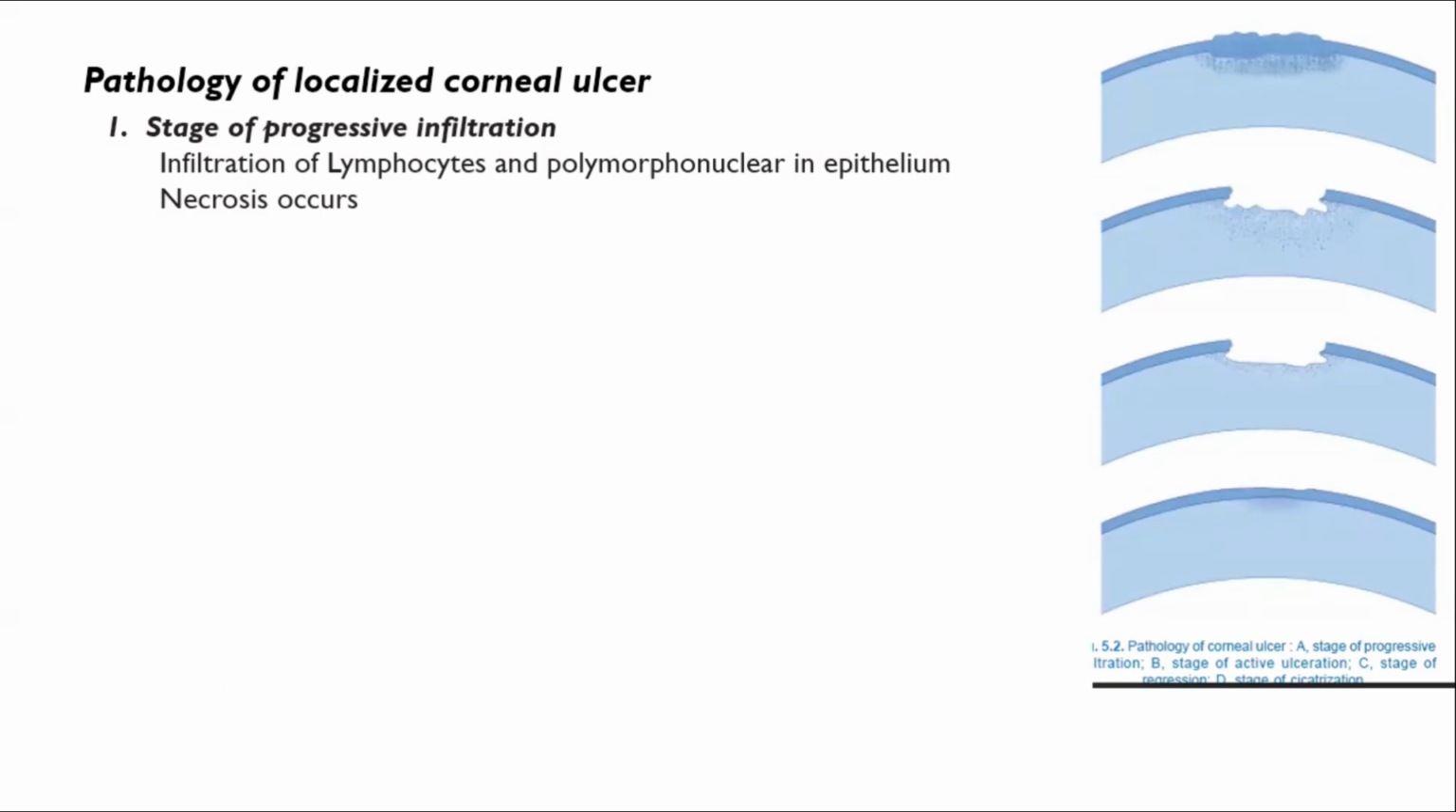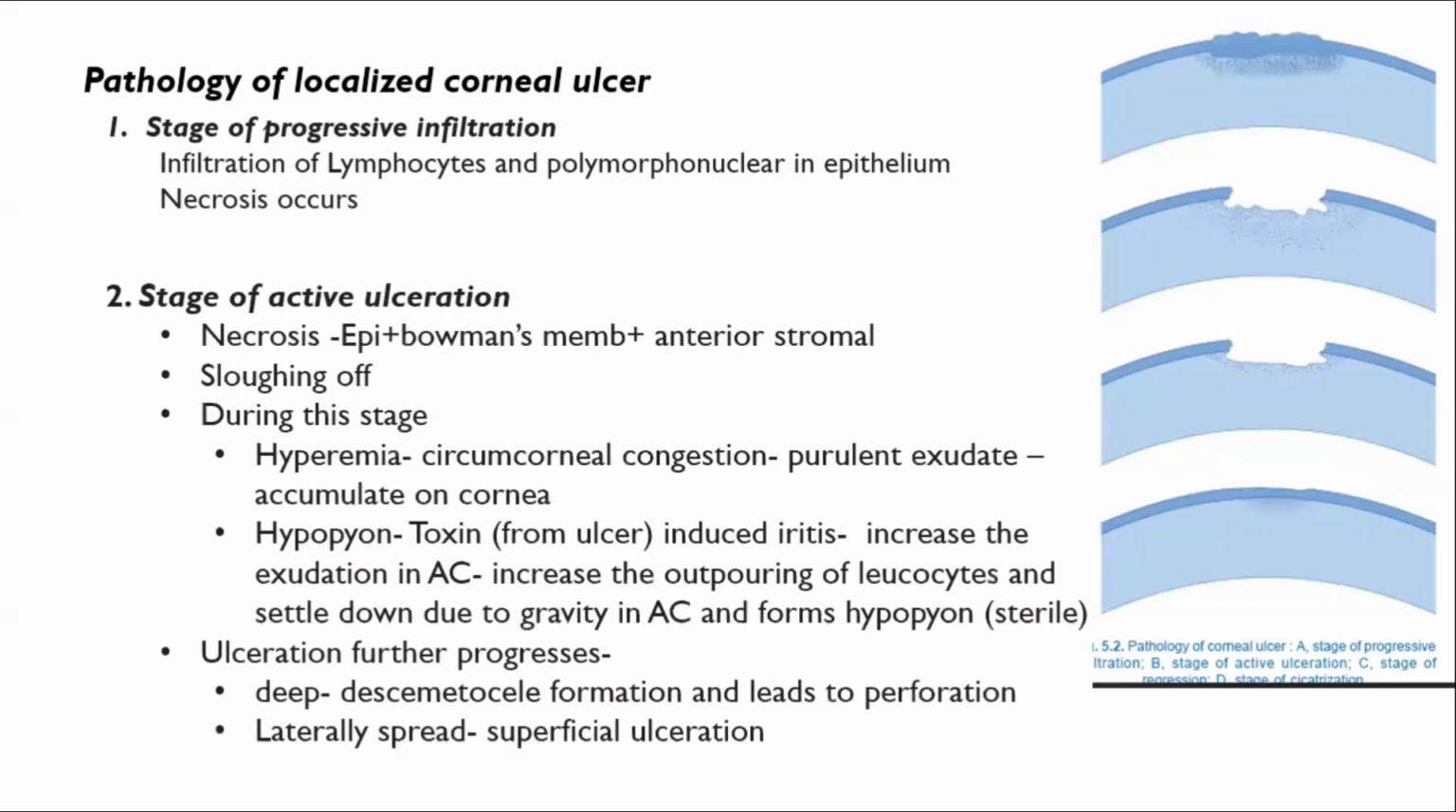This basically occurs in response to an infection. These immune cells contribute to tissue necrosis, which is the initial step in ulcer formation. Essentially, the cornea starts to deteriorate as the body attempts to fight off the infection. The second stage is active ulceration. This basically results from the necrosis and the sloughing of the epithelium, Bowman's membrane, and anterior stroma.